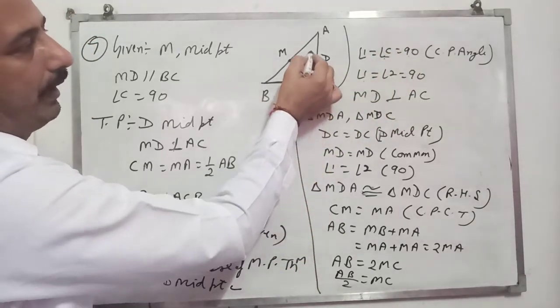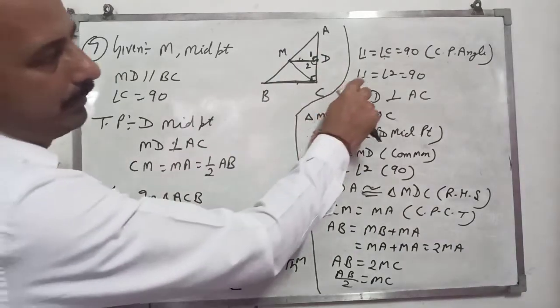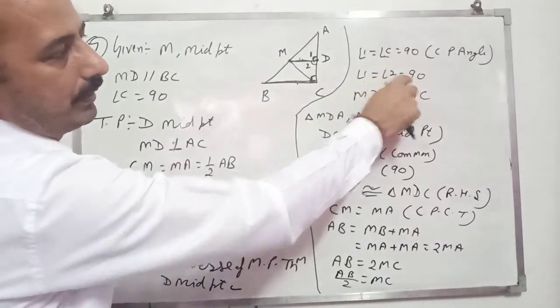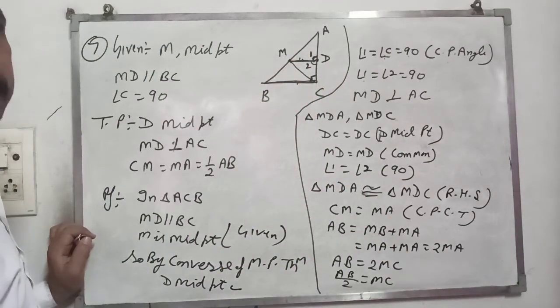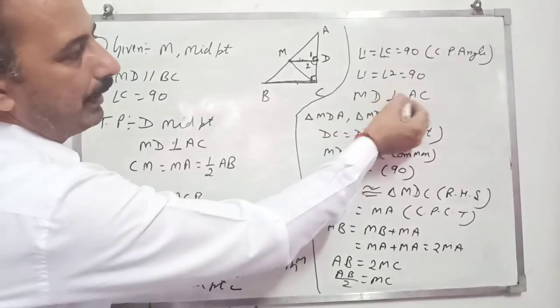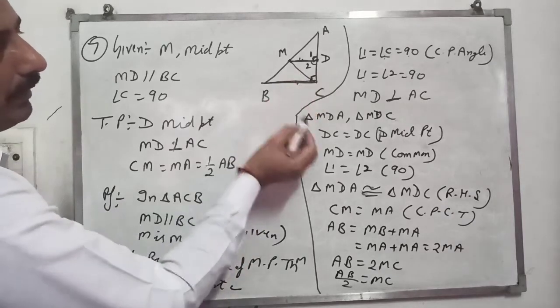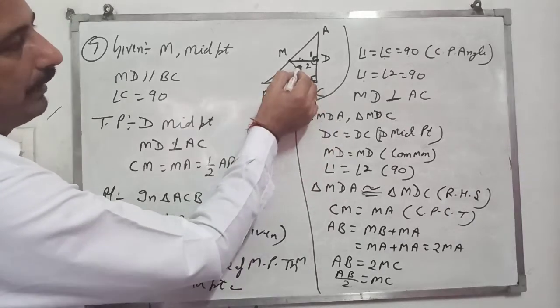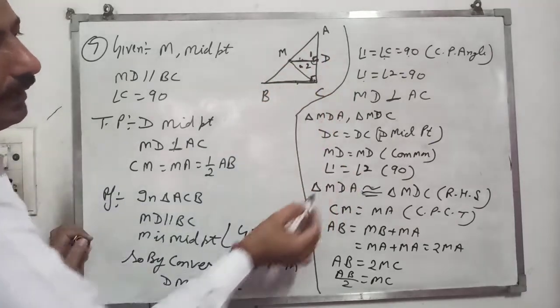But the sum of angle 1 and angle 2 is 180 degrees because they are a linear pair, so angle 1 is equal to angle 2, equal to 90 degrees. If one angle is 90 degrees, the other angle in the linear pair is also 90 degrees. So MD is perpendicular to AC. Now we use the other two triangles, MDA and MDC.